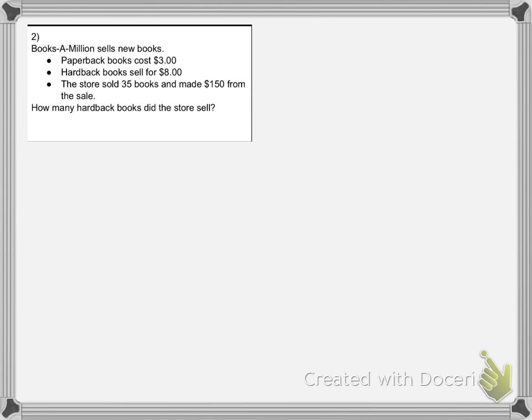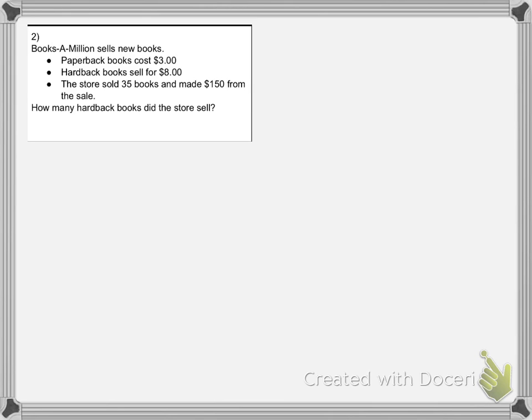need to complete. Alright, so number 2, it says Books A Million sells new books. Paperback books cost $3. Hardback books sell for $8. The store sold 35 books and made $150 from the sales. How many hardback books did the store sell?